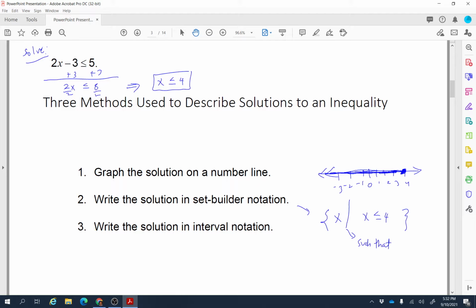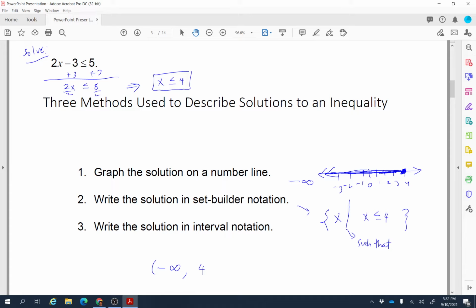And using interval notation, we use the parentheses or bracket signs. As you can see, this is the solution. It starts on the extreme left. There is no end on the left. So whenever there is no end, we use the infinity sign. In this case, it's going towards the negative direction. So the solution is anything from the left side and goes up to 4.